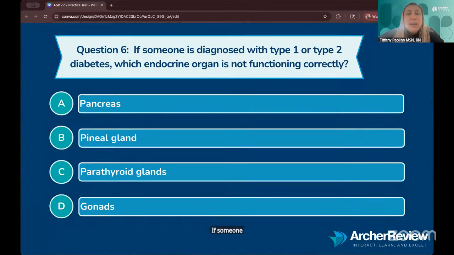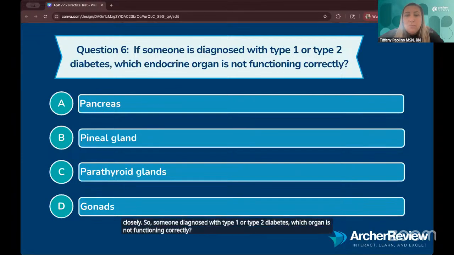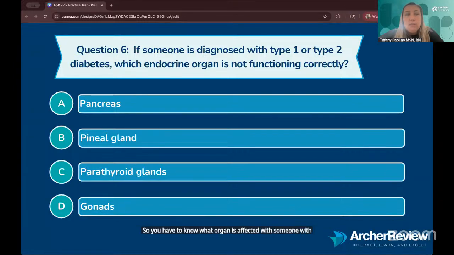If someone is diagnosed with type 1 or type 2 diabetes, what organ is not functioning correctly? Make sure you're reading that closely. So someone diagnosed with type 1 or type 2 diabetes, which organ is not functioning correctly? So you have to know what organ is affected with someone with type 1 or type 2 diabetes.